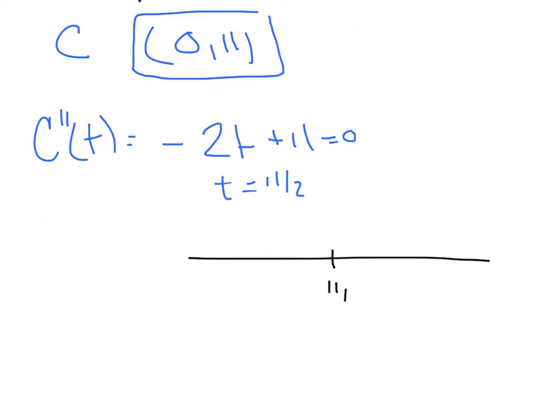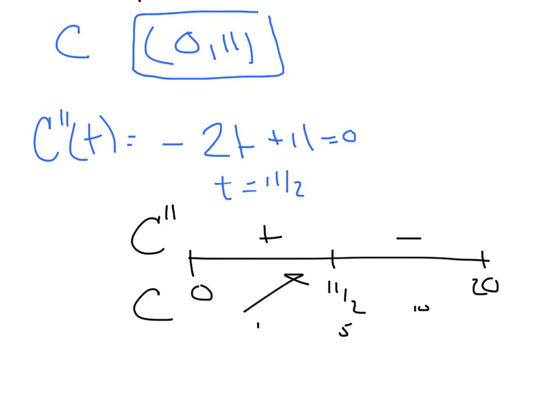We've got 11 halves. Remember, our interval only went from 0 to 20. C double prime. 11 halves, well, 2 goes into 11, 5 and a little more. So you can pick anybody before 5 and anybody after 5. I'm going to pick a 1 here. That gets me a positive. I'm going to pick a 10 here. That gets me a negative. So I know I am increasing at my greatest rate when t equals 11 halves.